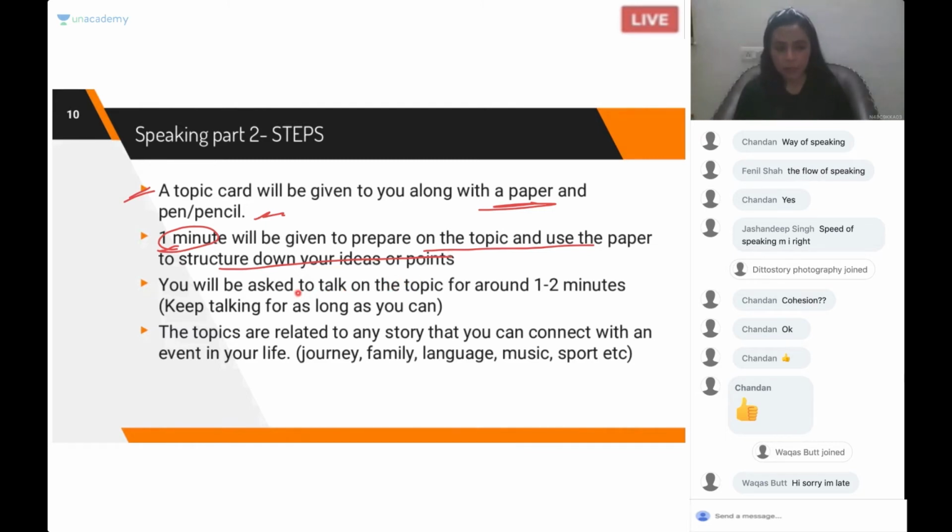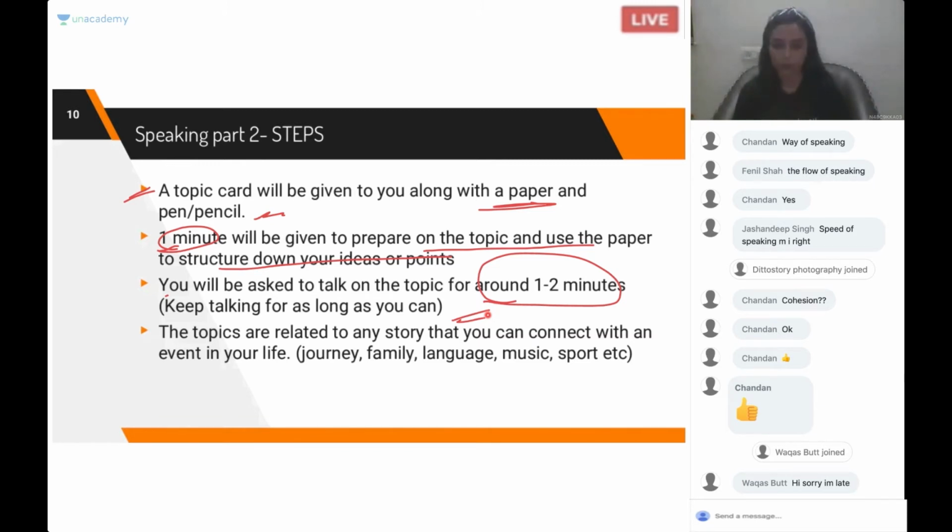Then after 1 minute is over, you will be asked to talk on the topic for 1 to 2 minutes straight. You do not have to monitor time here. You keep on talking until the other person asks you to stop. If you stop in between, say at 1 minute 40 seconds, you tend to lose scores there. So do not stop unless you're asked to stop.